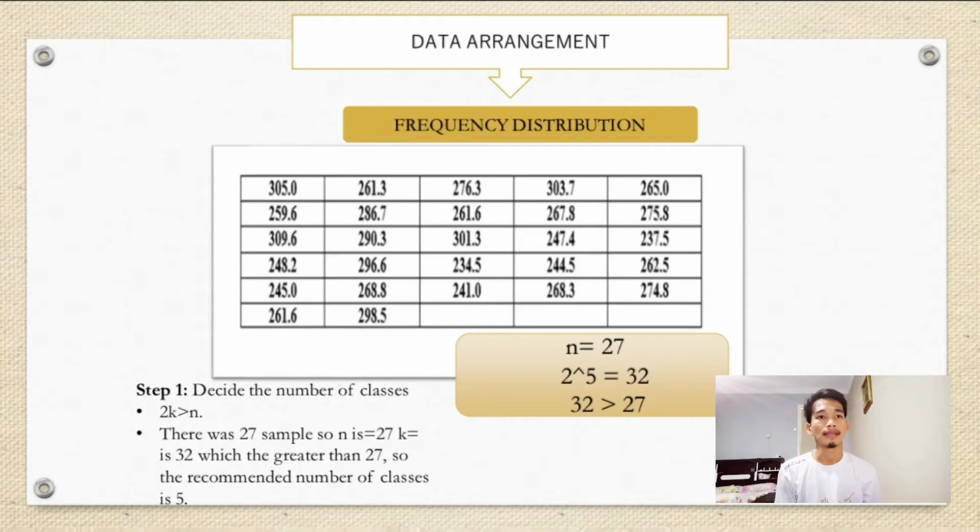Step 1. Decide the number of classes. To decide the number of classes, we need to use a formula. The formula is 2^k bigger than n. There are 27 samples, so n is 27. 2^5 is 32, which is greater than 27. So the recommended number of classes is 5.